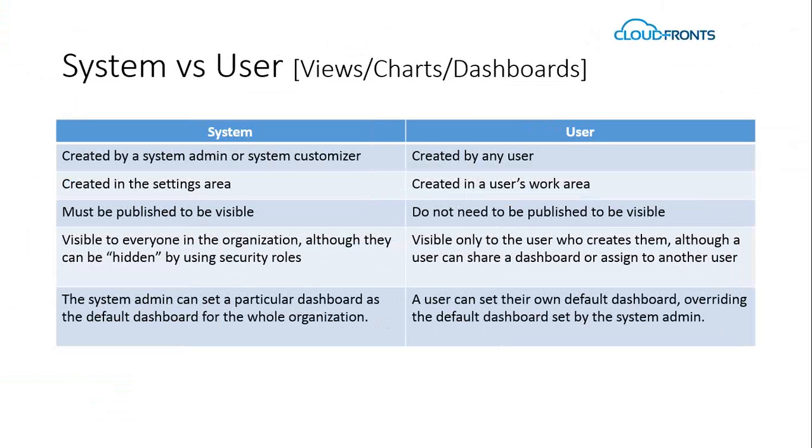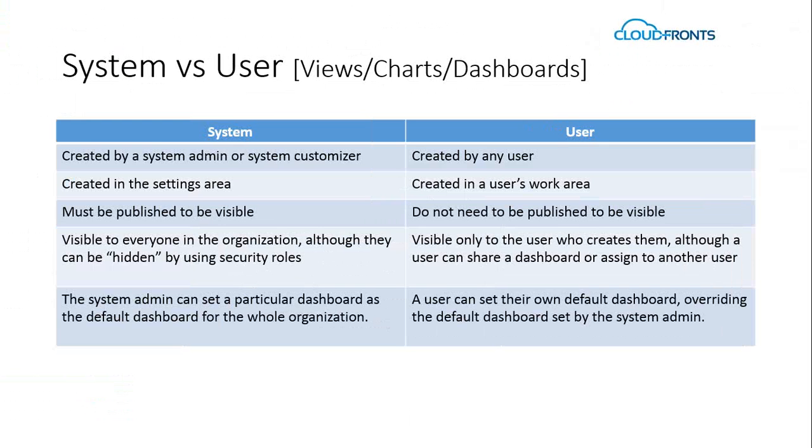So as we have seen, to create a system view, chart or a system dashboard, you have to go into settings, customization, customize the system. For creating a user dashboard or user chart, you just have to click on the new option, the plus sign which we have. One more thing, if you create a system dashboard or system chart, it must be published. Published in the sense that if you click on the publish option, it will be visible to the whole organization. On the other hand, user charts or dashboards need not be published. They are visible by default to a particular user.